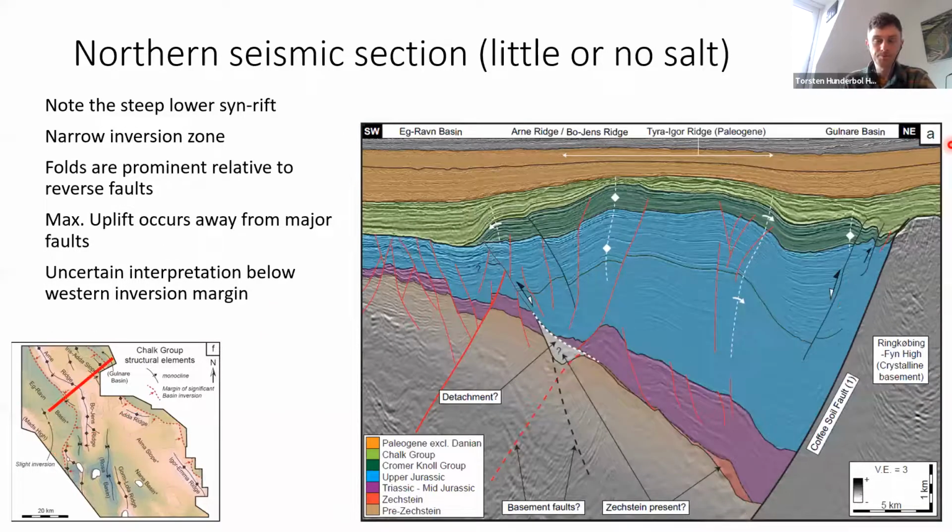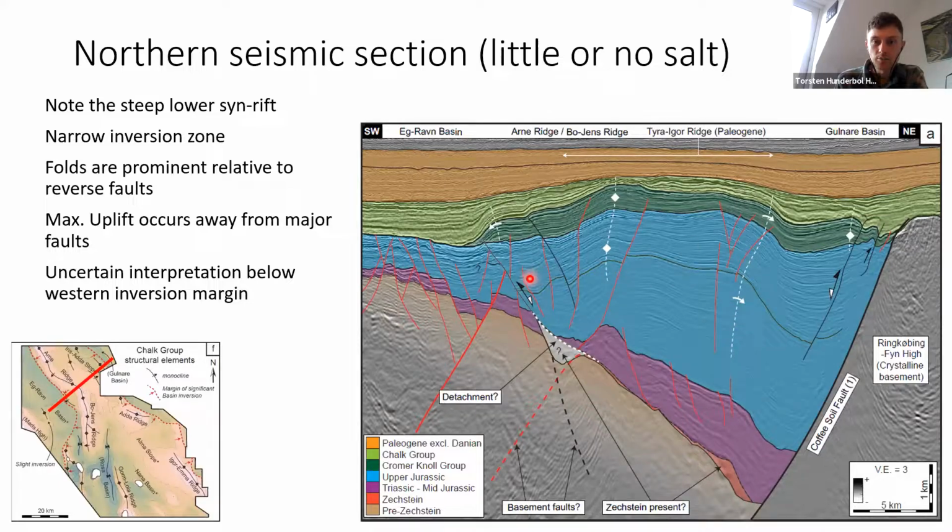Let's move north a bit. Here we basically have no salt, even though I did interpret a bit at the time. I wouldn't do that today. You don't see the lower part of the Triassic here. It's not as smooth as when you have a bit of salt to provide an attachment. But this is also really interesting. Compared to before, you have a more narrow inversion zone here with a lot of folding that extends quite deep into the syn-rift deposits.